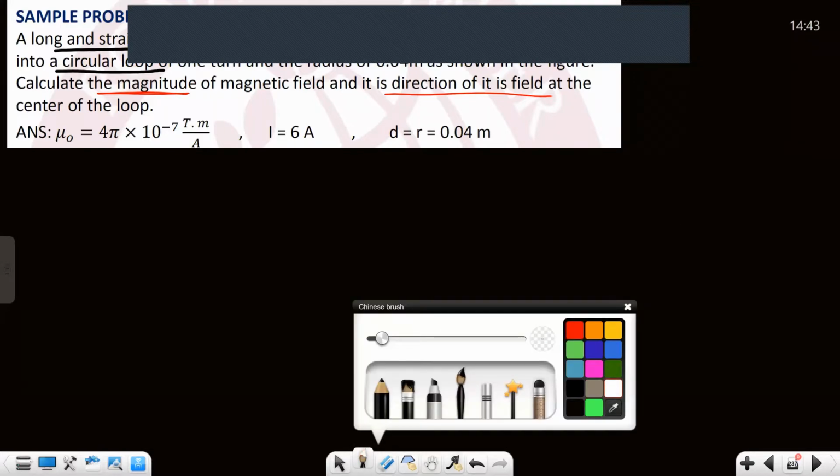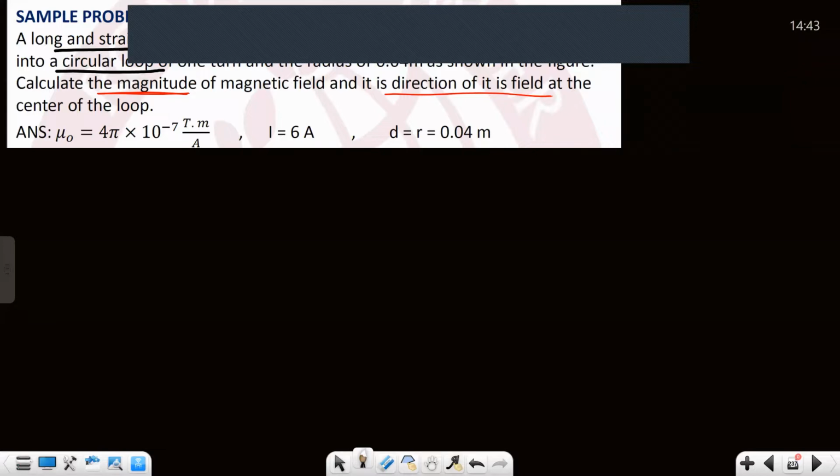So the figure should be given. Calculate the magnitude and the direction of the field. If the question asks you for the direction of the magnetic field, it should give you the figure. But if it does not ask you for the direction, you do not need the figure. Okay, so now let's draw the figure.